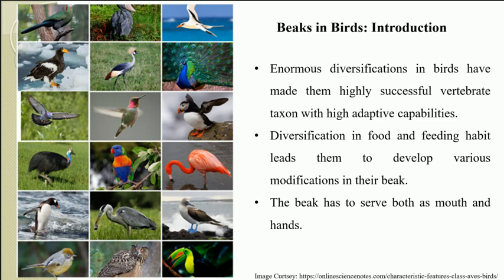Now, the beak is another characteristic feature of birds, which is actually the modification of the upper and lower jaw. So the beak has to serve in birds both as a mouth and as a hand, because the forelimbs in birds get modified into wings, and hence the function of food capturing in birds can be compensated only by the modification of the beak.